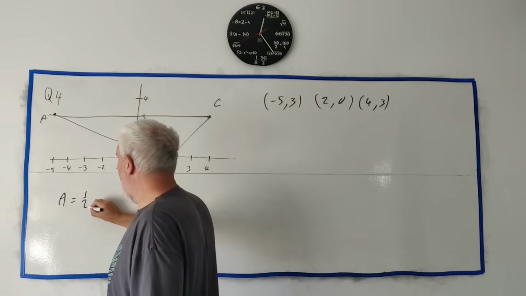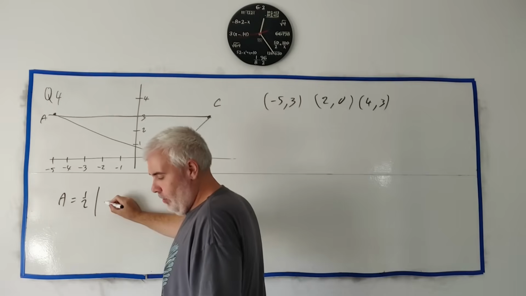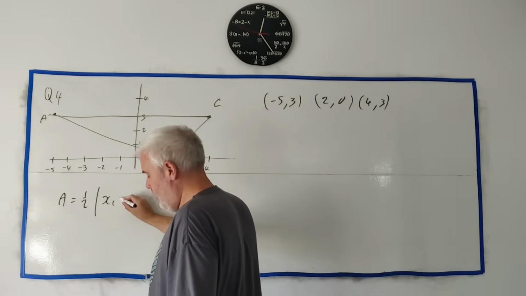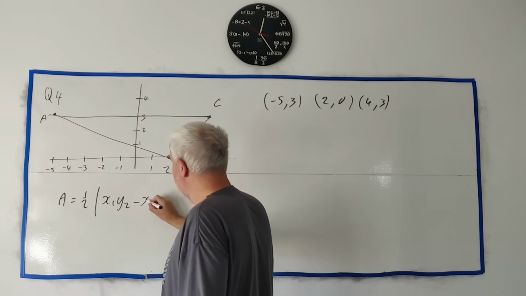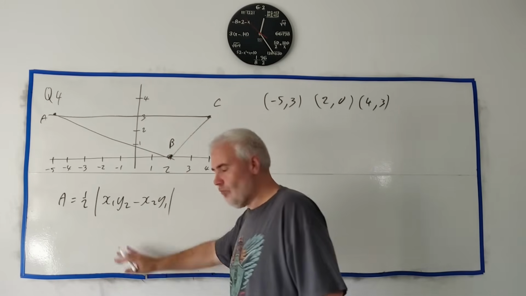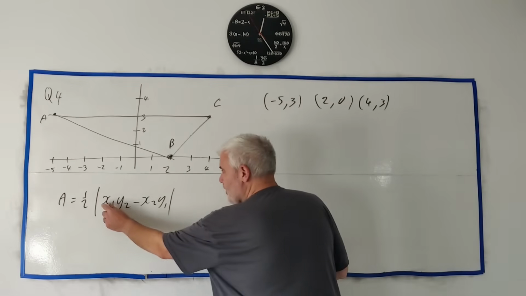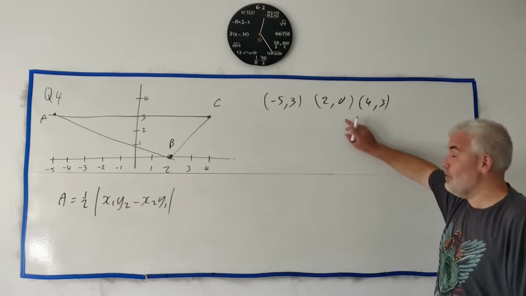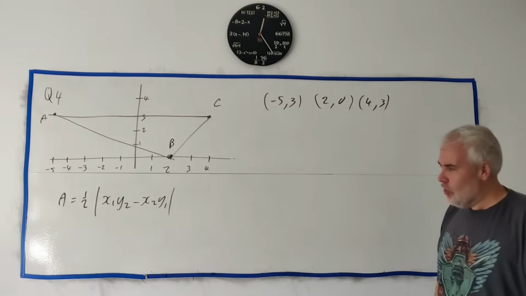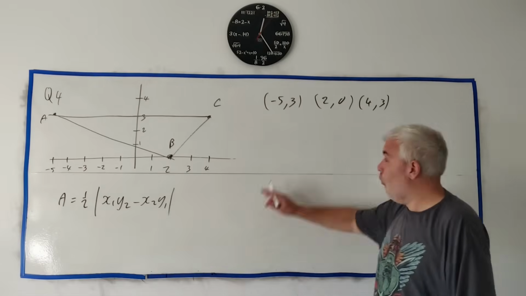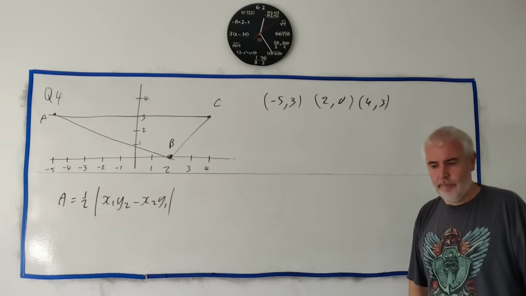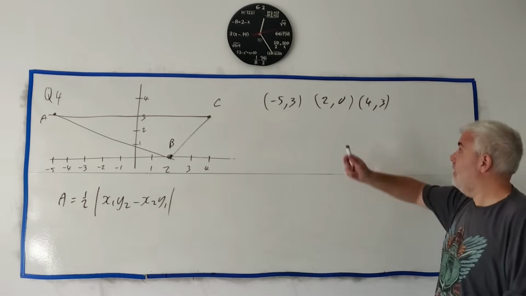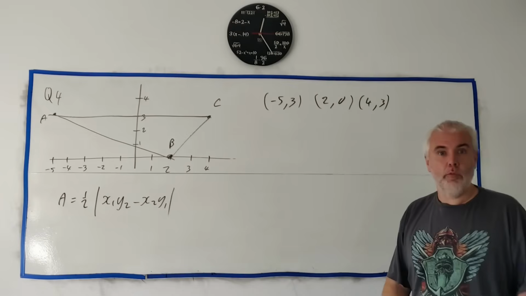A is equal to a half the absolute value of x1, y2 minus x2, y1. That's the formula. You need 2 points for this: x1, y1, x2, y2. The problem is we have 3 points for a triangle. So this formula only works if one of these points is 0, 0. And it's not 0, 0. But there's a handy trick to make any triangle one of them 0, 0.